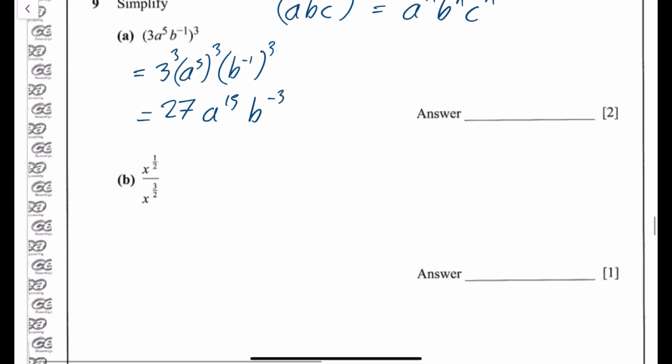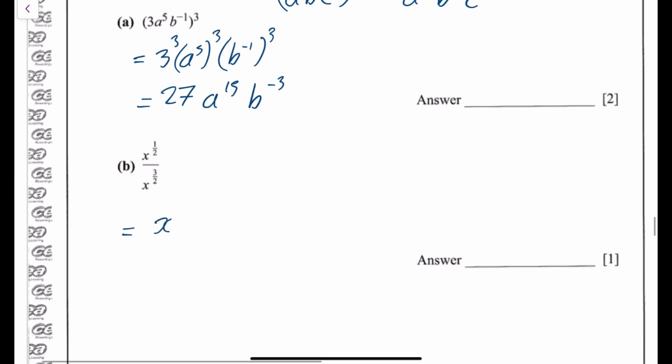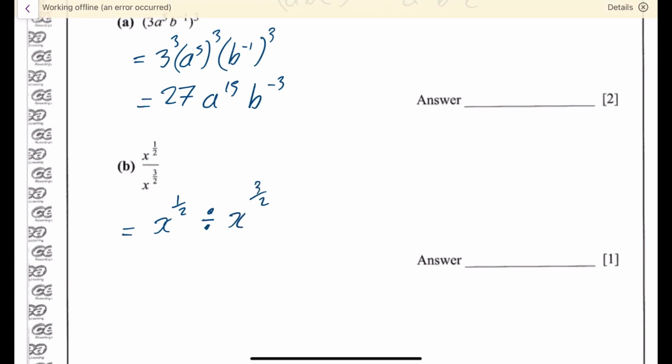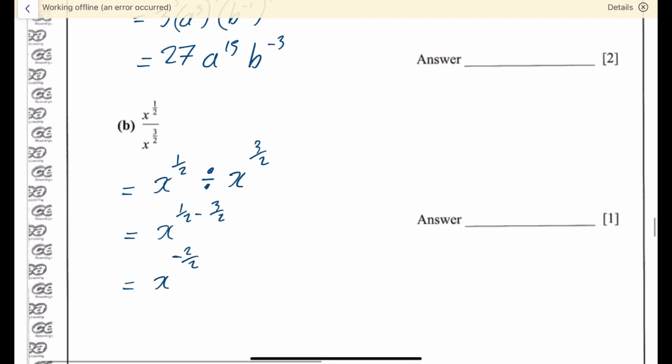Okay, the next one. How you look at this one is important. I'm going to change how it's written. I'm going to write it as x to the power of half divided by x to the power of 3 over 2. And then I could write that as x to the power of a half minus 3 over 2. And then that is going to be x to the power of minus 2 over 2, which is the same as x to the minus 1.